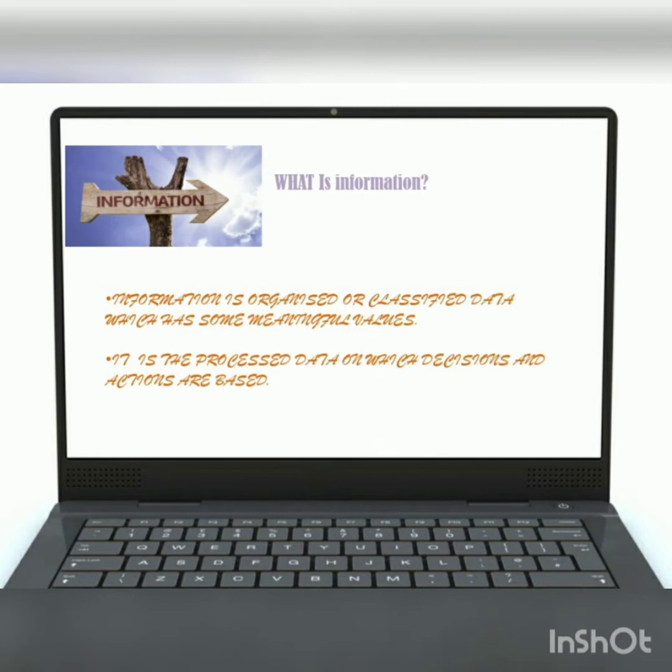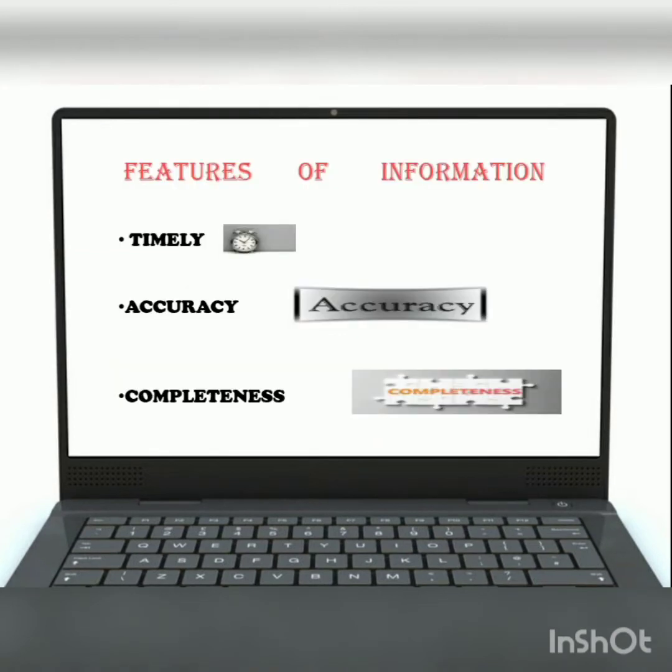Kids, for a decision to be meaningful, we must consider the following characteristics of information. That is timely: information should be available at the time when it is required. Accuracy means information should contain the right documents or information. Completeness: incomplete information can never be used for taking any decision.